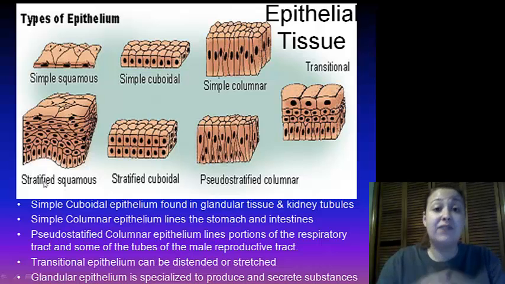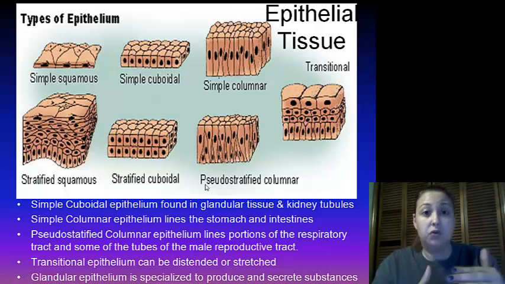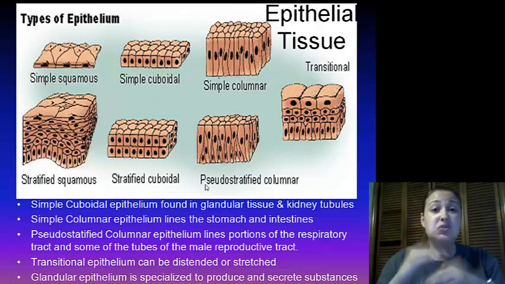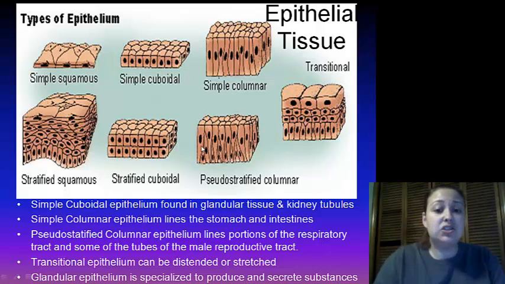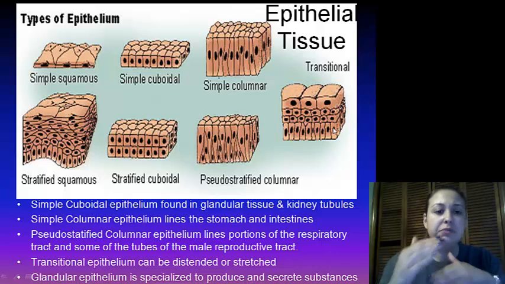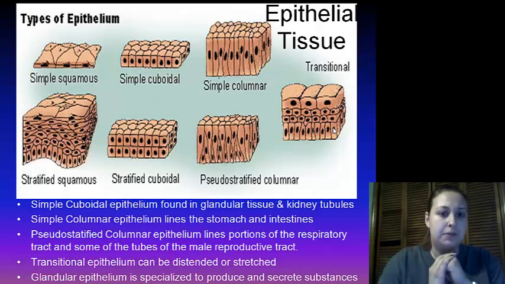Now, when we get to stratified, that's going to be multiple layers. Stratified squamous is multiple layers of our squamous cells. Stratified cuboidal, multiple cuboidal layers. And then we have pseudo-stratified columnar. Now, pseudo means false. So it's not actually 2 layers of columns. It's 2 false layers of columns. But we do see 2 layers of nuclei. And then we have our transitional, which is multiple different types laid on top of each other.